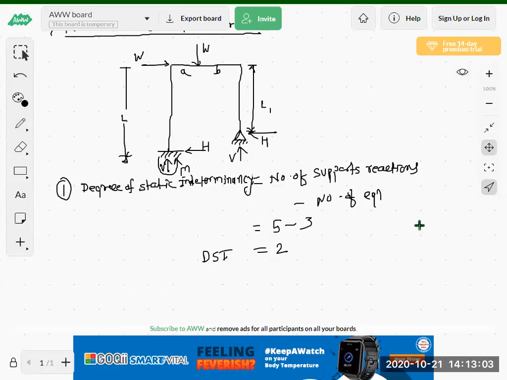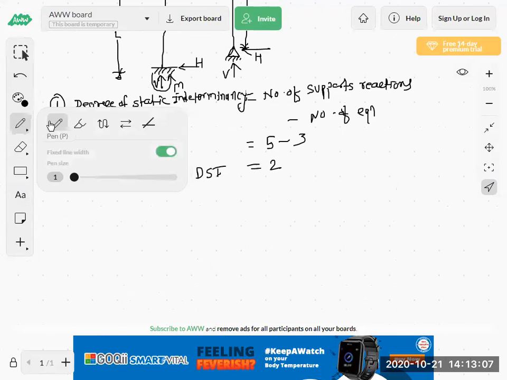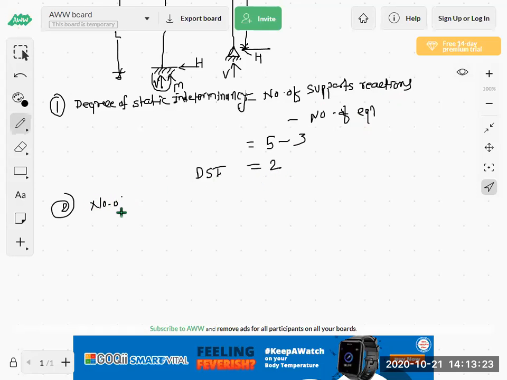Now how to calculate the number of mechanisms? In the first step, we have calculated the degree of static indeterminacy, which is the number of support reactions minus the number of equations. DSI we have calculated, that is 2. Now second, we have to calculate the number of plastic hinges.